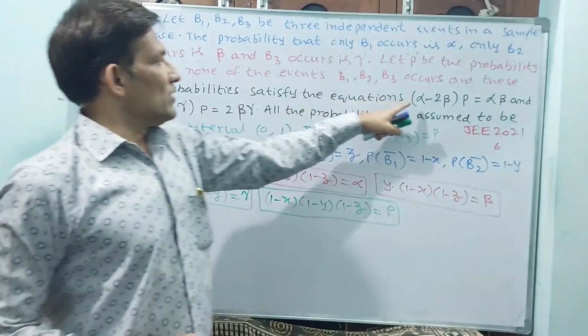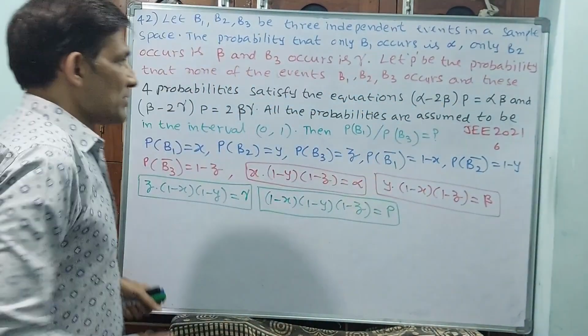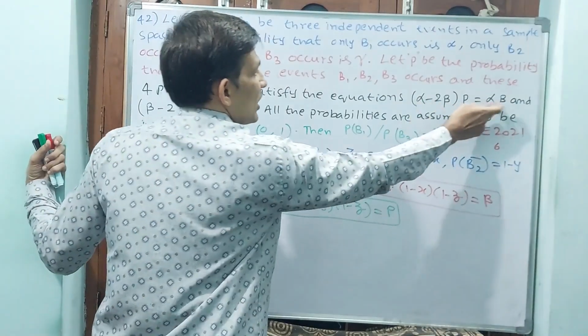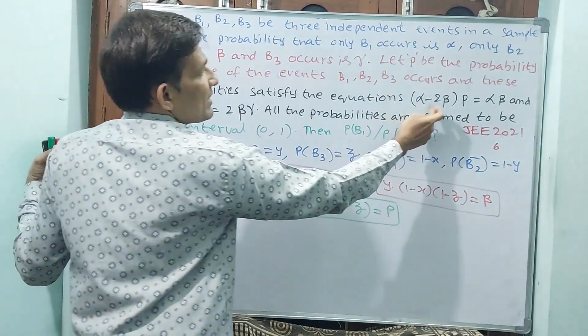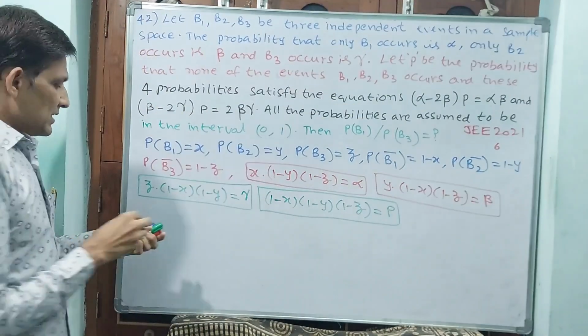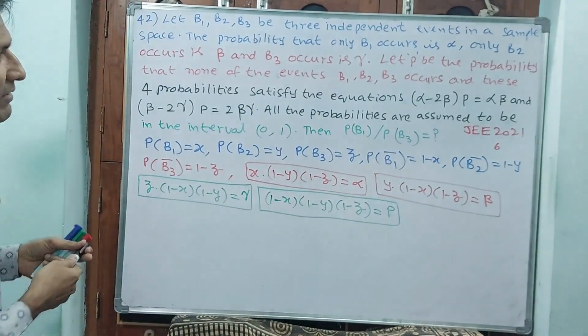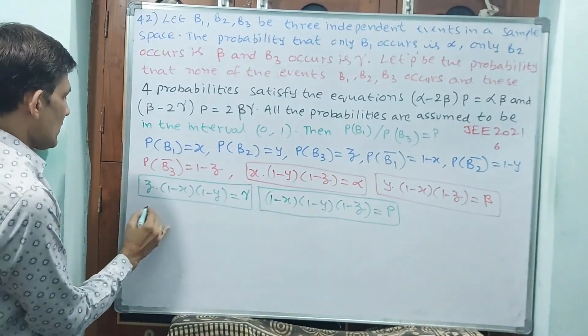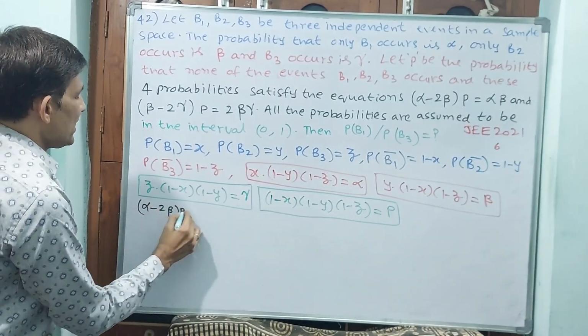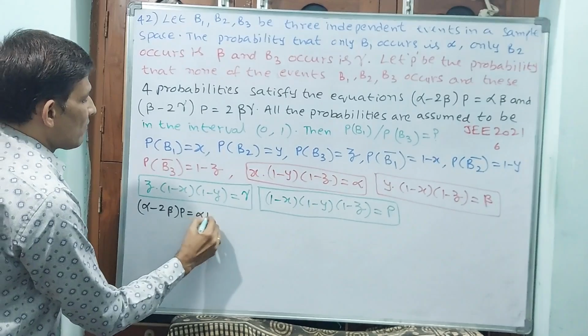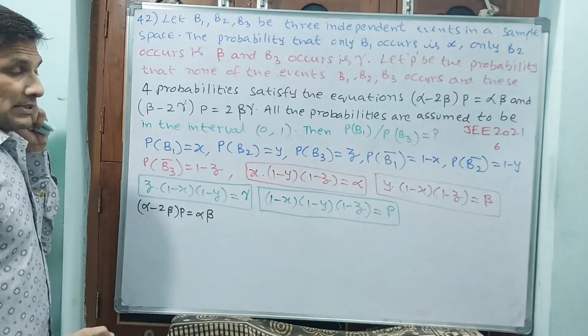The equations they have given, you see. You have to satisfy these two equations. That means alpha minus 2 beta into P is equal to alpha beta. See, alpha you know, beta you know, P you know, gamma you know. Everything is inside. First let us take the first equation. See what I want to say. Alpha minus 2 beta into P is equal to alpha into beta. See how I am writing.